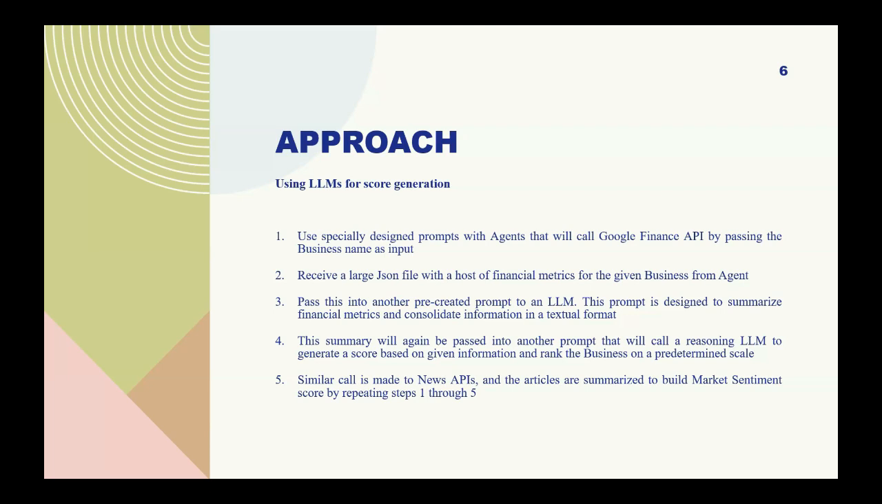of other websites which have API calling facility. So we can use agents to do that API call, get the required information, and then pass it into another LLM to understand what is going on in the backend.